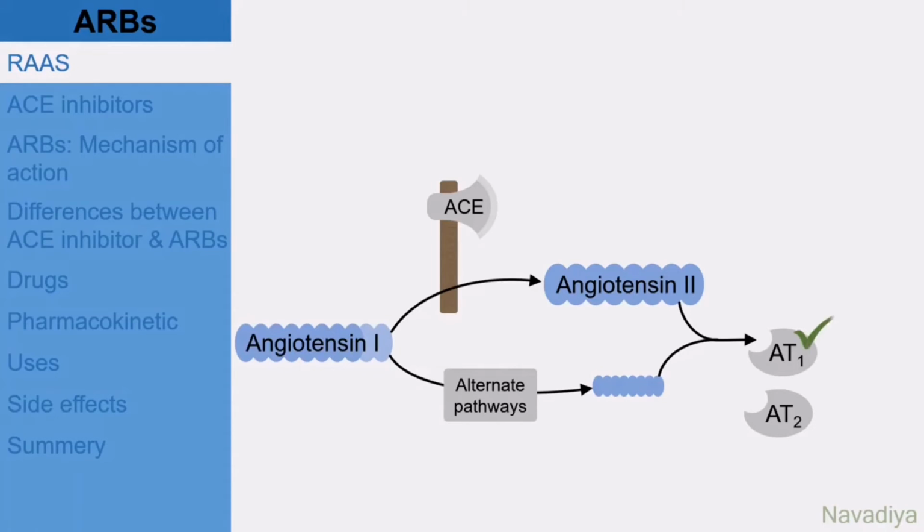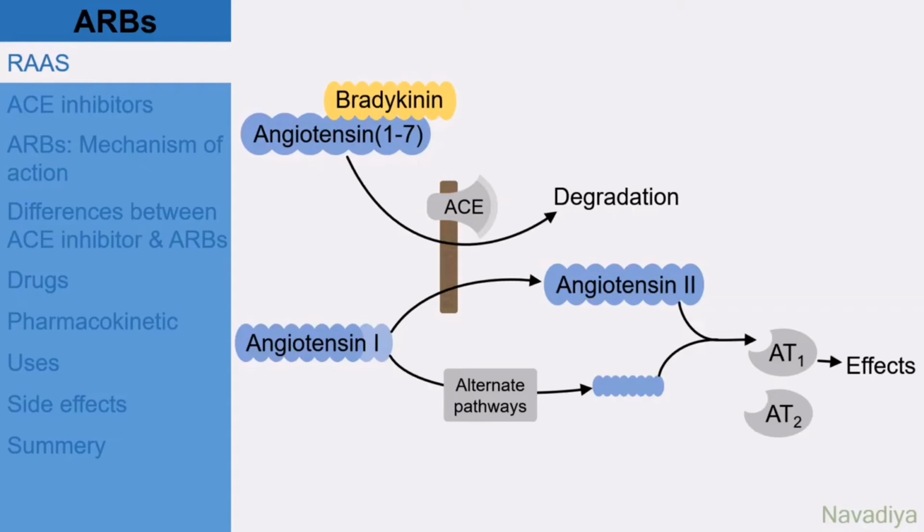AT1 is responsible for most of the effects of angiotensin 2 that we know, like increase in blood pressure, constriction of efferent arteriole in kidney, etc. Function of AT2 is not clearly understood yet. Now let's go back to ACE. Apart from synthesis of angiotensin 2, it is also involved in degradation of bradykinin and angiotensin 1,7. So this was some basics of the renin-angiotensin-aldosterone system.